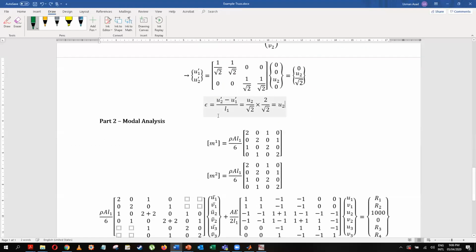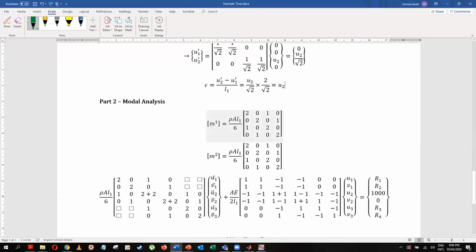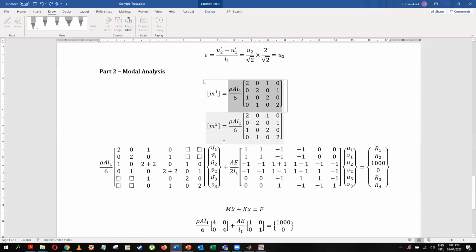Part two was the modal analysis, in which you also had to use the mass matrices. ठीक है? So the general equation for the mass matrix, this same equation applies for the first element and for the second element, right? And then you have to assemble them.